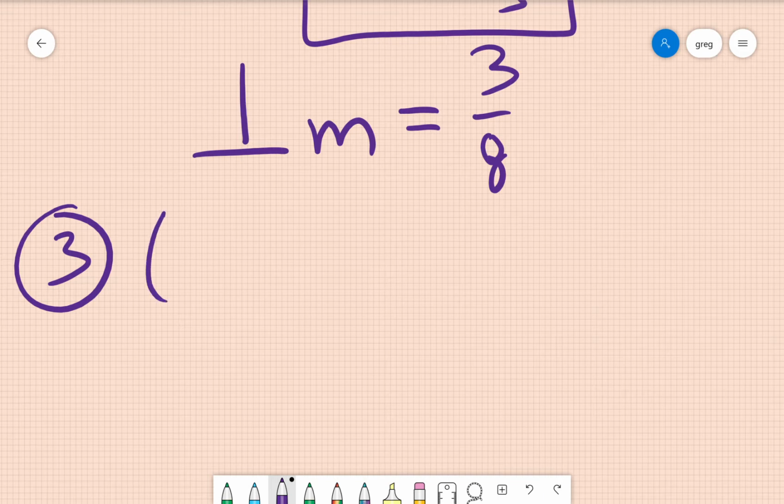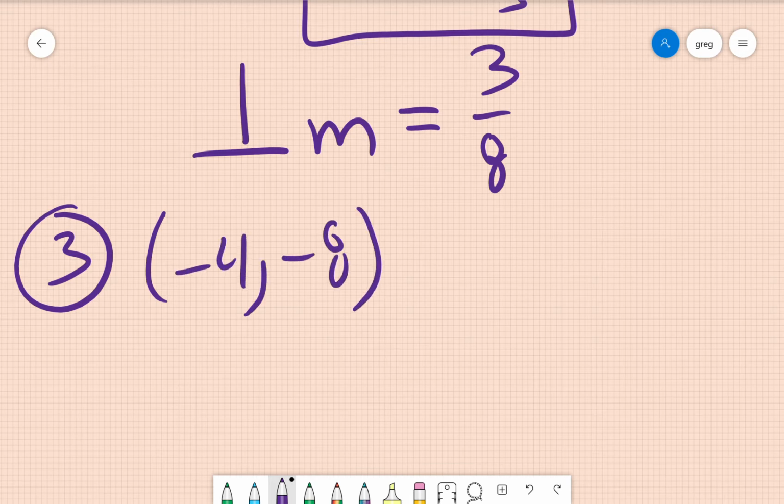All of you, what's the ordered pair? I don't know it. Tell me, what is it? -4 and -8. Okay, -4, -8, and now we have the perpendicular slope, which is 3/8.